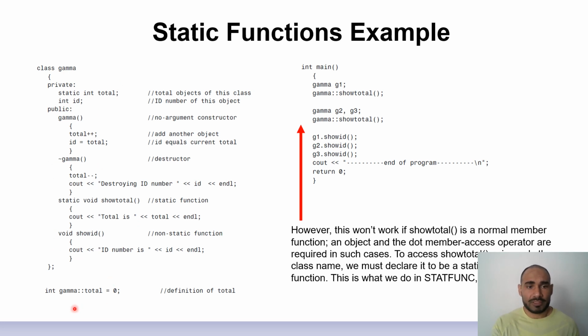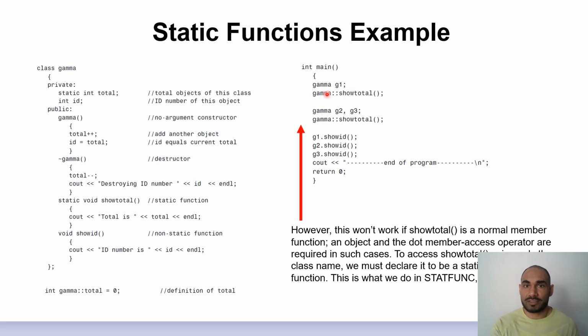If you remember, static data members are initialized outside the class. So total is a static member, so we initialize it to 0. What's happening in the main function? We create an object G1 of this class gamma, and then we call, what's this statement? Name of the class followed by scope resolution operator followed by a function called show total. Well, that's interesting. When this statement is executed, this would print total is 1.